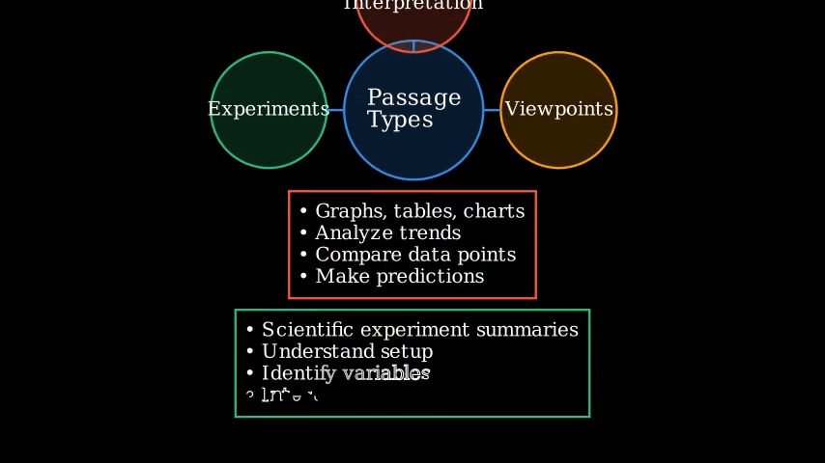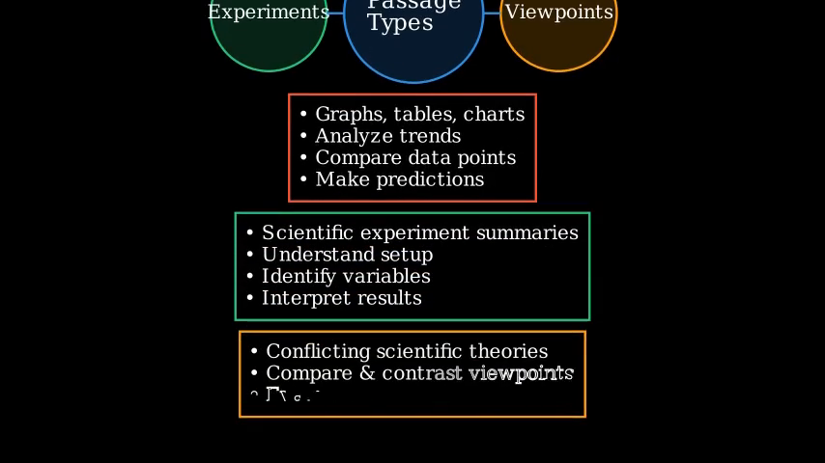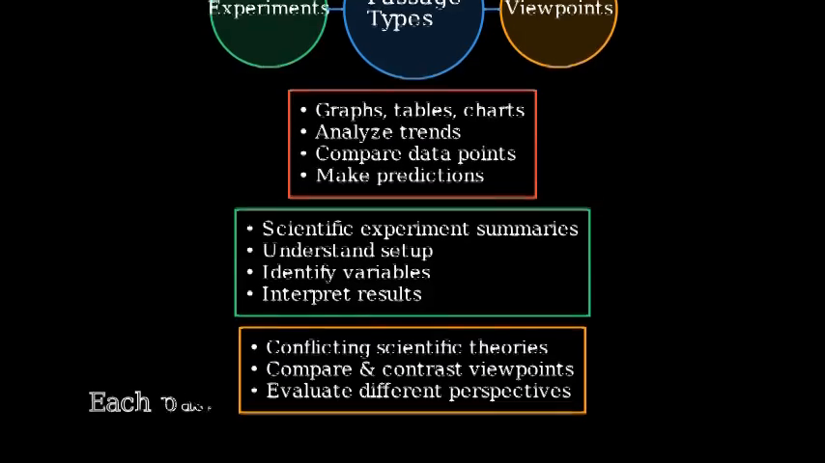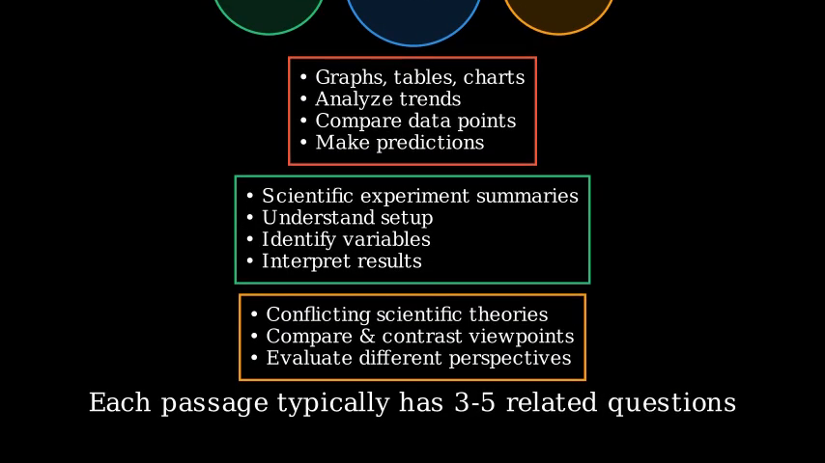Second, experiment passages summarize scientific experiments. You'll need to understand the setup, identify variables, and interpret results. Third, viewpoint passages present conflicting scientific theories or hypotheses. You'll need to evaluate different perspectives on a scientific topic. Typically, each passage is followed by 3 to 5 related multiple-choice questions.